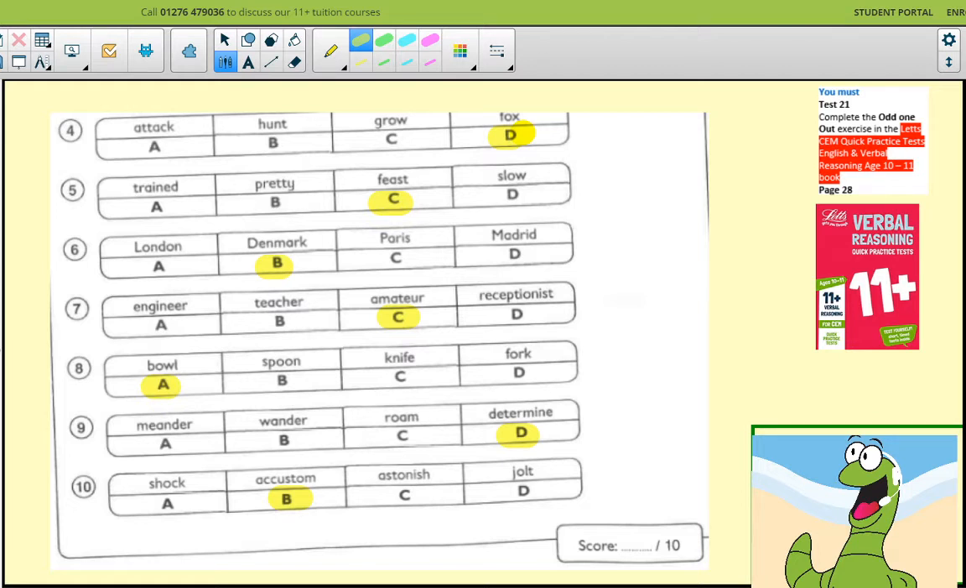But meander, wander and roam are actually all synonyms of the same thing, which hopefully you have picked up on is walking, whereas determine is something completely different. And number 10 was be accustom. Again, the other 3 are synonyms for the same thing: shock, astonish and jolt.